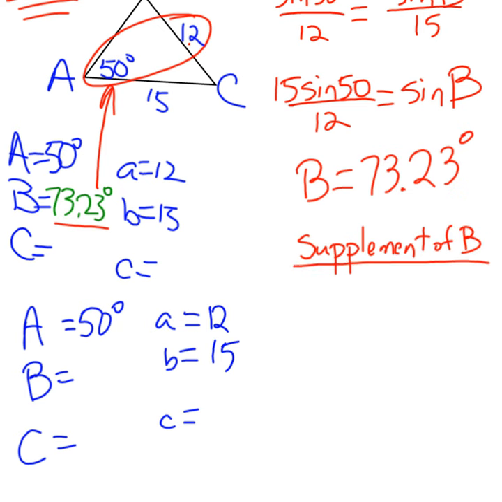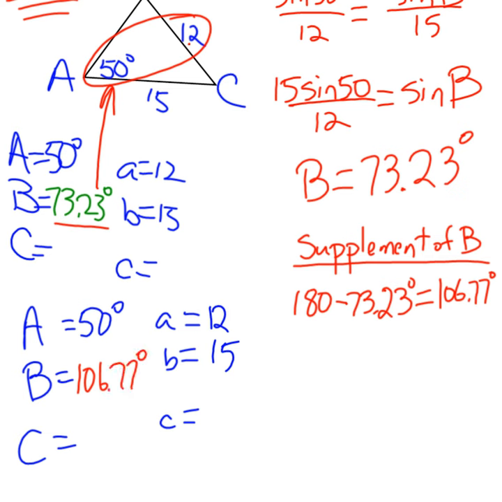Now again, the word supplementary means they add up to 180, right? So if I take the 73.23 and subtract that from 180, I get 106.77 degrees. That is the second option for angle B. And again, all you do is take that first angle you found, the 73.23, and subtract that from 180 to come up with this second option for him.